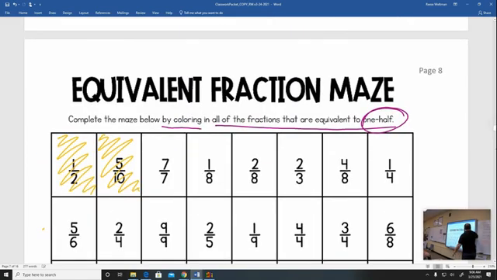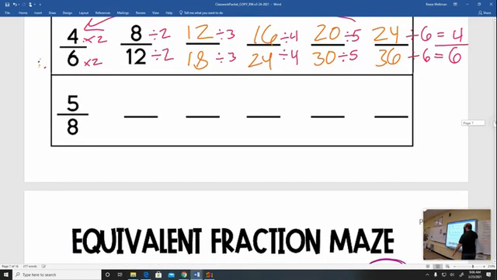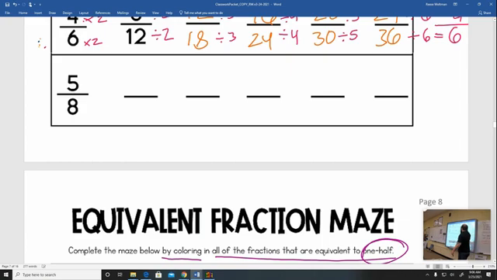Okay, last one. This is definitely a good one to have used that multiplication chart for. What are we doing on the top, Andrew? By 5s, right? So what's next? 10, 15, 20, 25, 30.